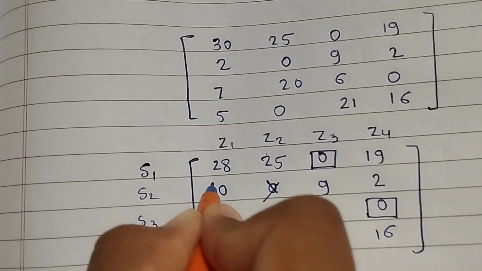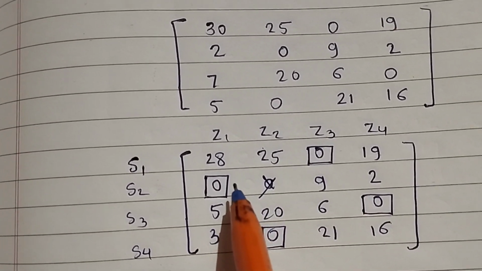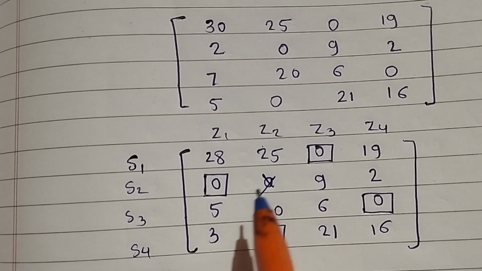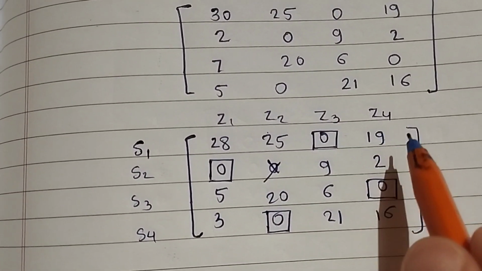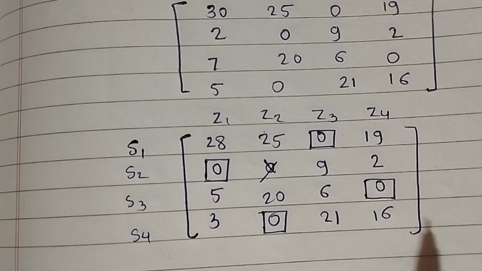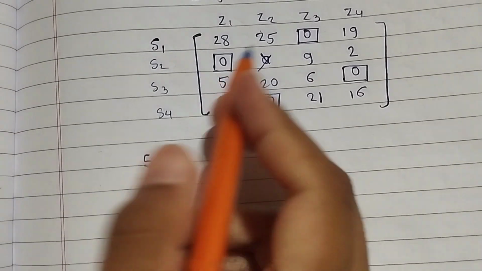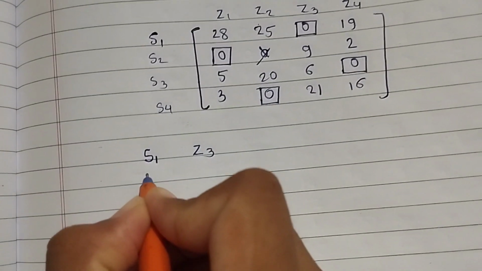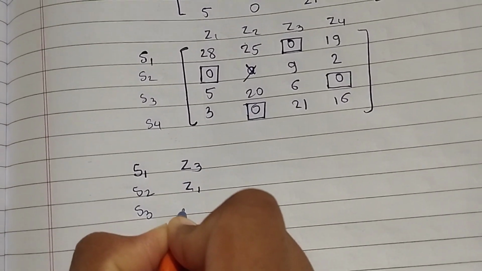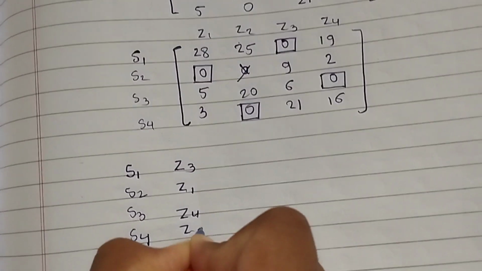Now again this is our assigned 0, because here again a single 0 is present, since the other is crossed and we do not consider a crossed 0. We only want an uncrossed 0. So for each of the 4 rows we get 4 assignments. So there is no need to draw lines. We can say that the schedule is: S1 has zone Z3, S2 has zone Z1, S3 has zone Z4, and S4 has zone Z2.